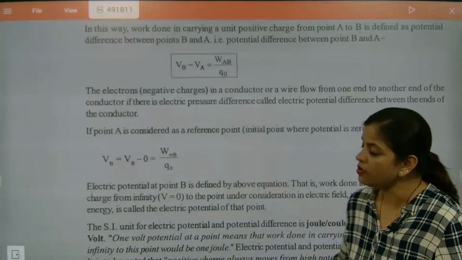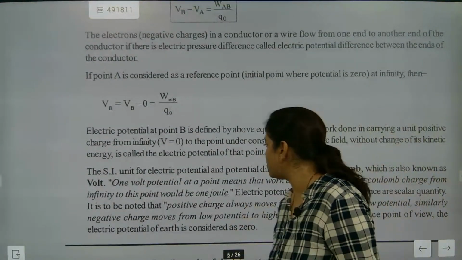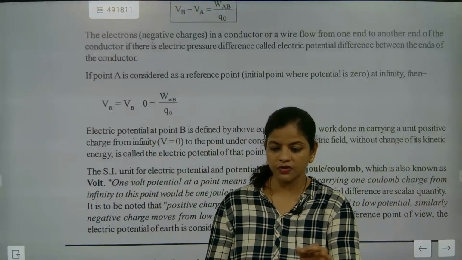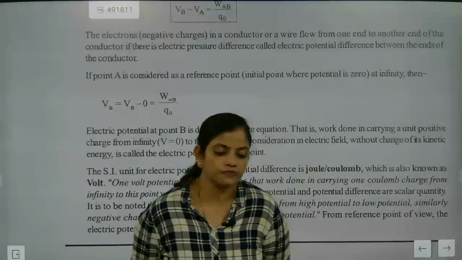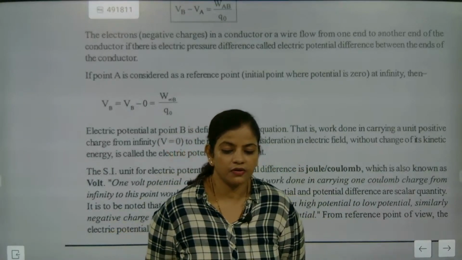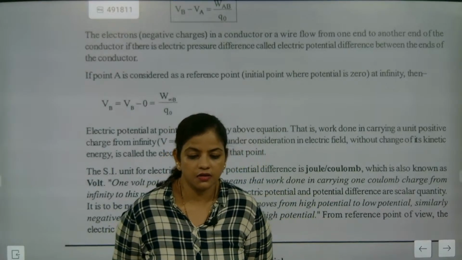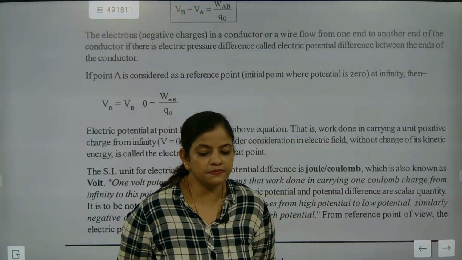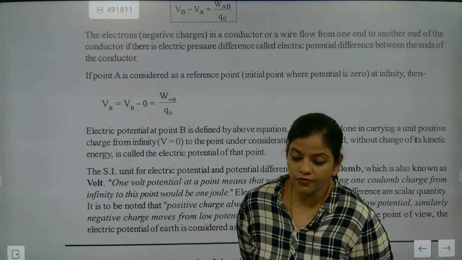Understood? So now we are going to do one work. What is the potential, electric potential and potential difference? So now can I ask one question from all of you? Are you ready for answering my question? Are you all ready for answering the question? Yes, this is what I want from all of you.